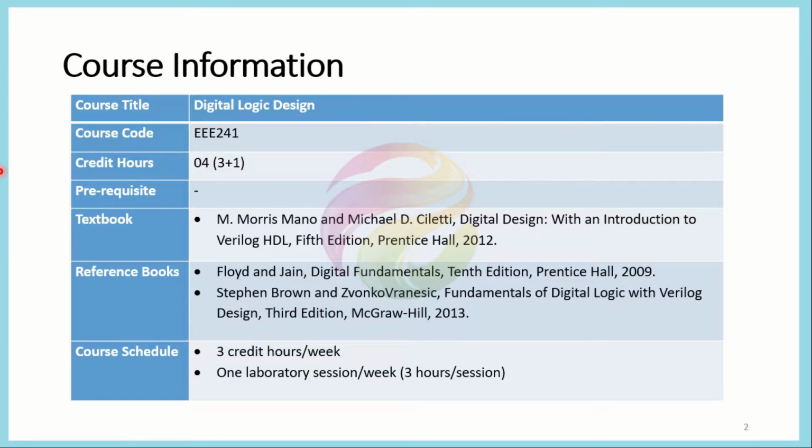First of all, we will discuss the basic information regarding this course. This course name is Digital Logic Design. Its code is EEE241. It's structured in such a way that it has 3 credits for the theory part and 1 credit for the lab part. This will be the textbook that we are going to follow.